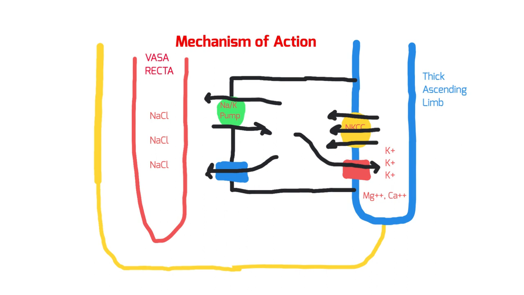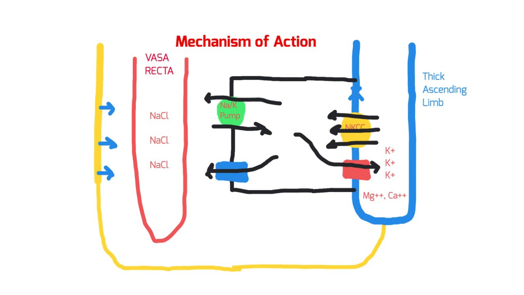Now we know that water likes to follow salt, but our thick ascending limb is impermeable to water. So it's going to come from the descending loop of Henle. And this is the countercurrent multiplier system that's going to be concentrating our urine through kicking out solutes in the thick ascending limb and having water follow them in the descending limb.